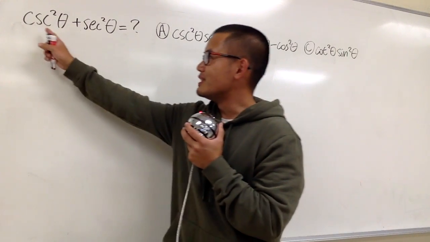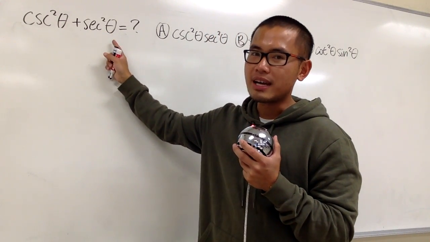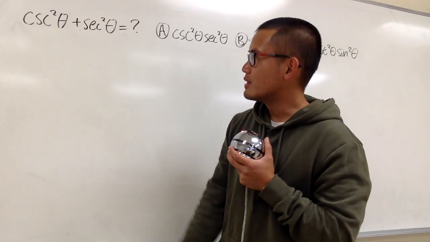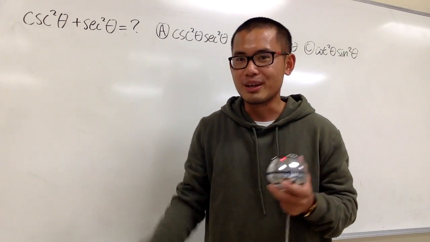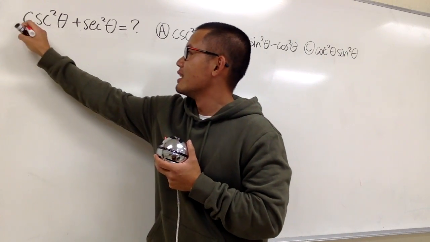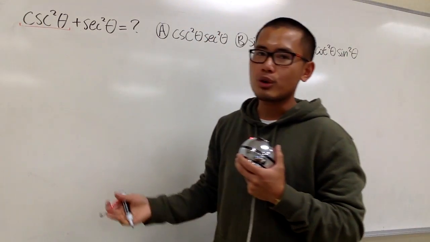Here we have cosecant squared theta plus secant squared theta is equal to what? Well, first notice that we are using theta in this equation, so be sure you use theta all the way, all right? And also, of course, let's write everything in terms of sine or cosine.